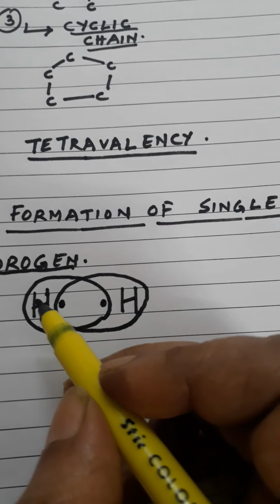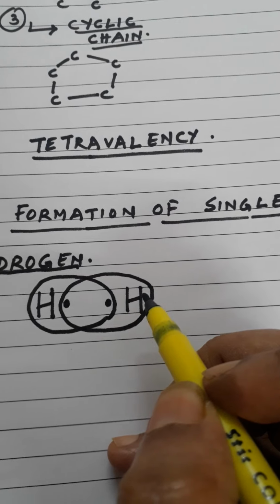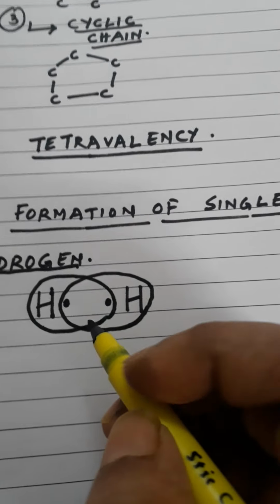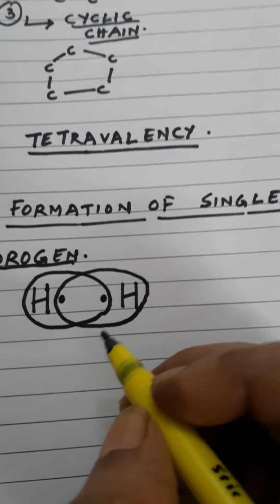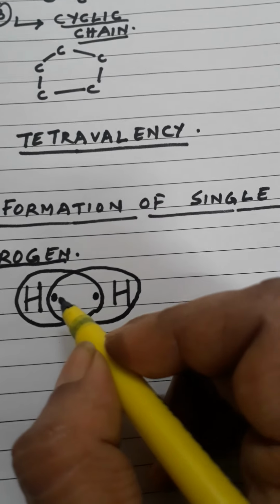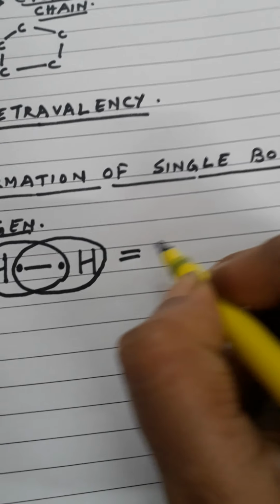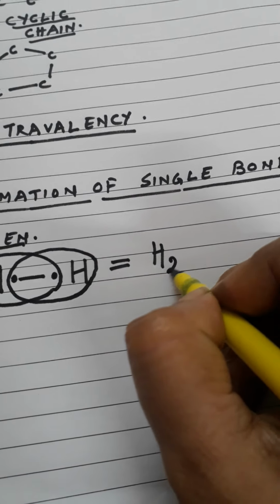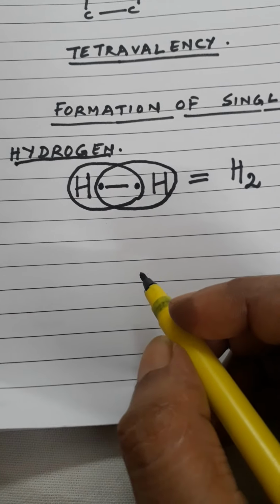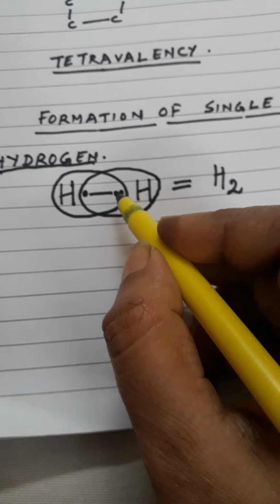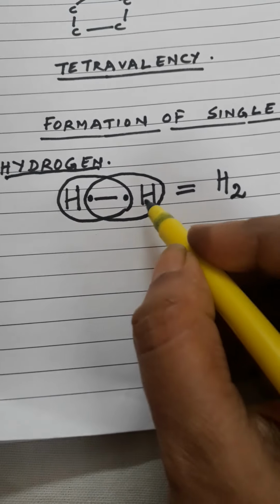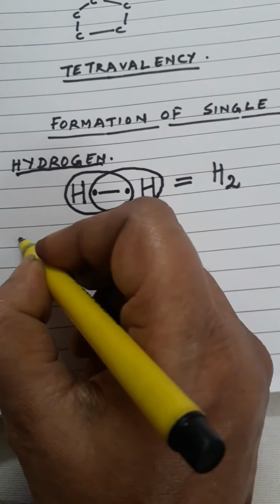Now what happened now? Both the hydrogen atoms, by sharing one pair of electrons, have acquired their stability. So this results in the formation of a single bond between the two. And this results in the formation of a molecule of hydrogen, that is hydrogen gas. Alright. So this is a single covalent bond formed between two similar atoms. The second one is chlorine.